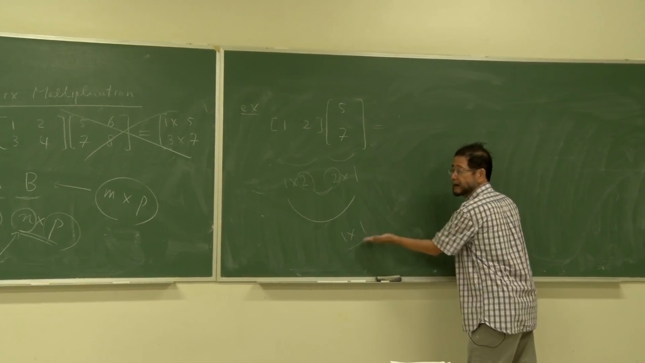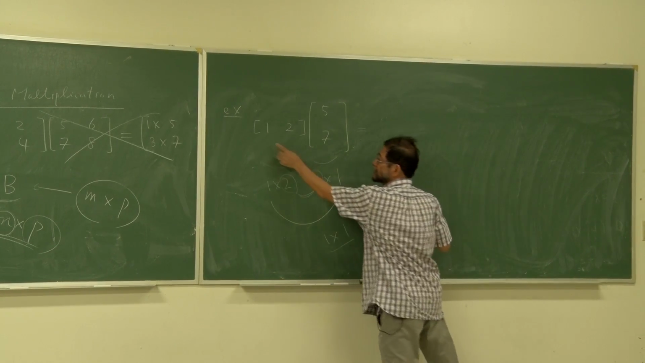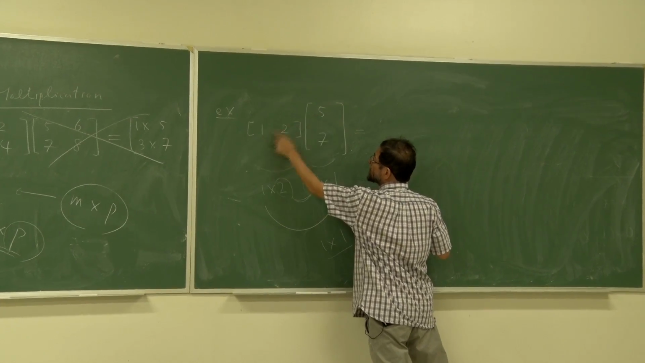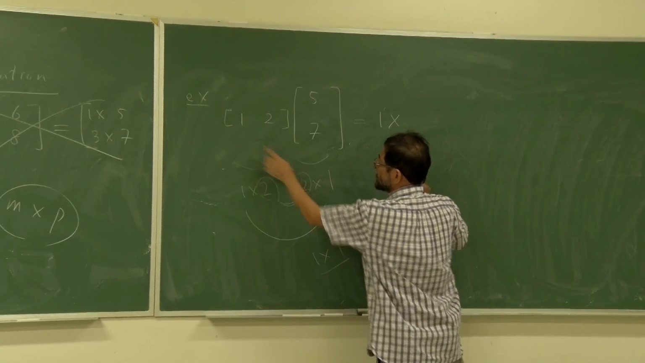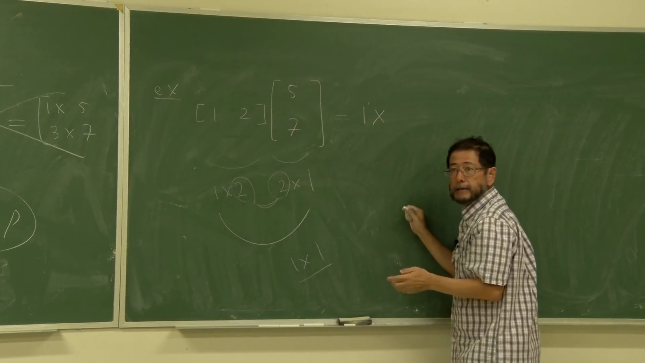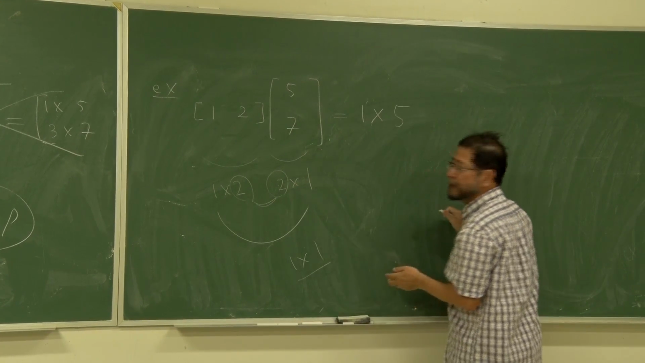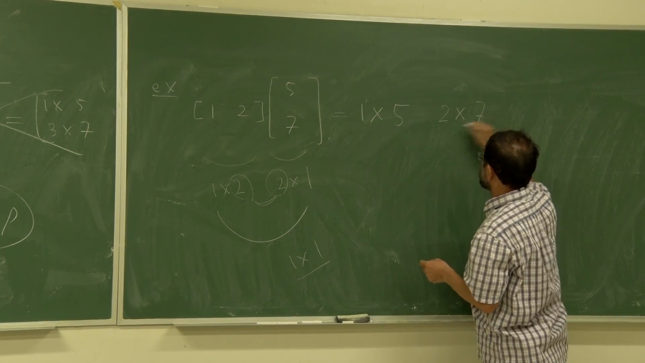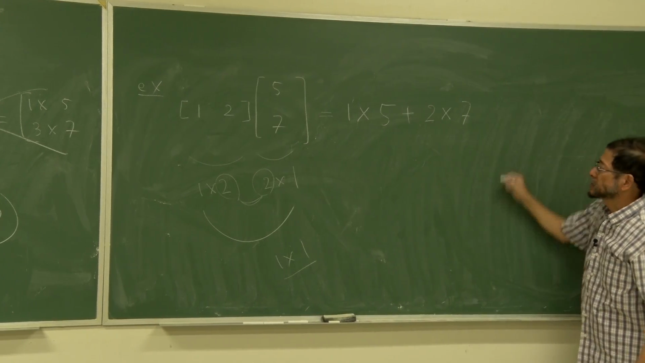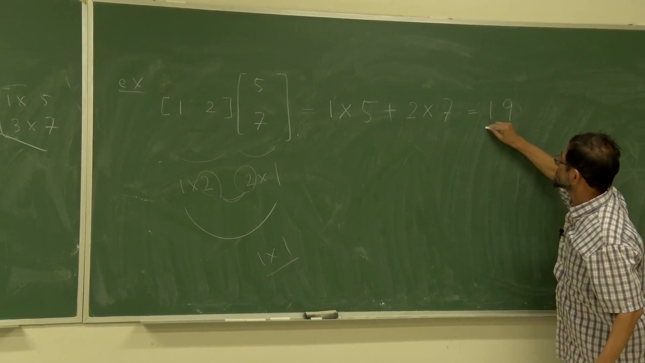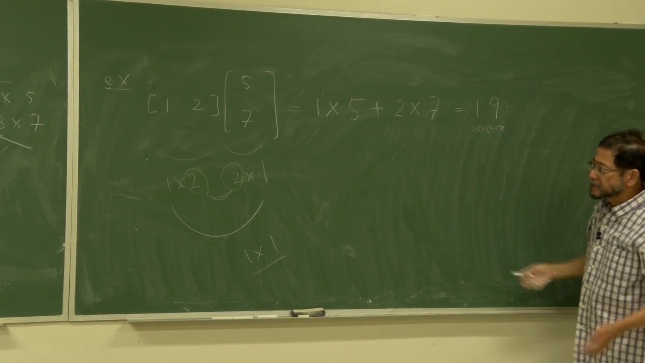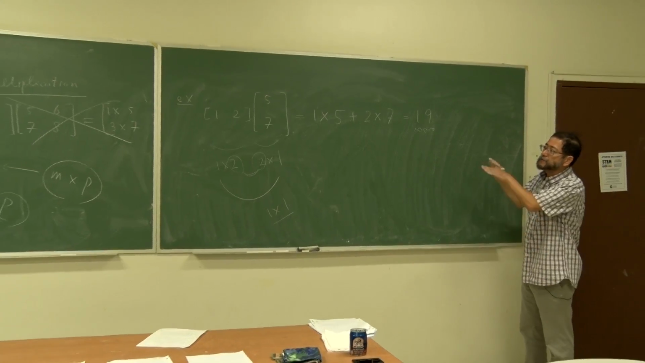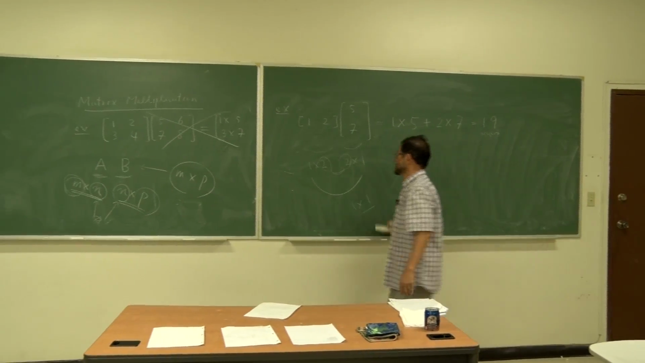Which is just simply a number. So how do you compute it? The definition is you multiply the first row and the first column. So 1 times 5, then you multiply 2 and 7, then you add them. So it is now 19, which is in a 1 by 1 matrix, but it's really a number. That's the simplest example.